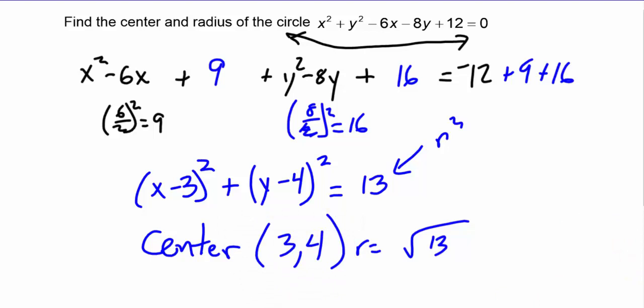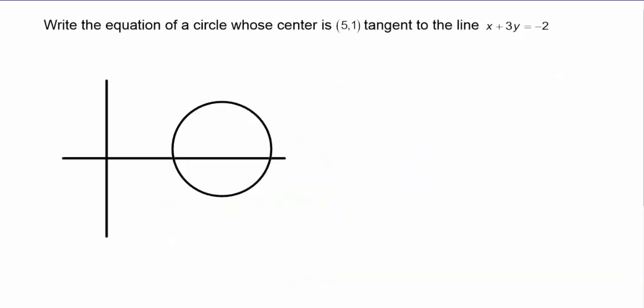All right. Last example. So we want to write the equation of a circle whose center is at 5, 1. So let's call this guy right here roughly 5, 1. And the circle is also tangent to the line x plus 3y equals negative 2. Well, if that's the case, then I better get an idea of what that line looks like in slope-intercept form. That's usually where I go.